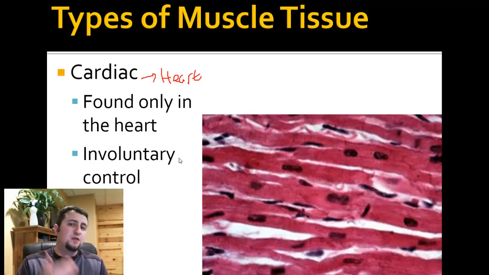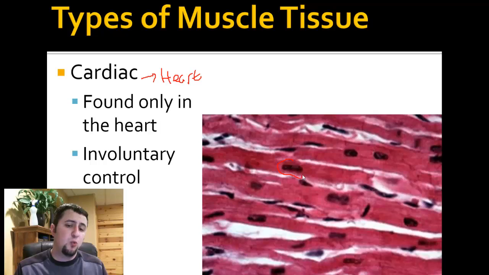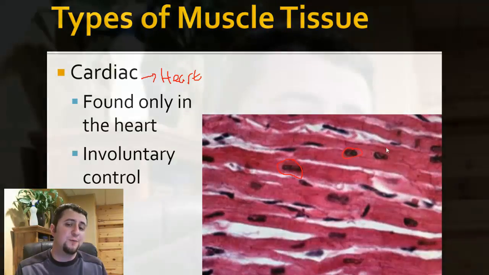Your heart will beat all of the time. In fact, your heart pretty much never gets tired. If it gets tired, you die. So the cardiac muscle works all the time. It's probably the hardest working muscle in your entire body. One of the major differences between cardiac muscle and skeletal muscle is that there is one nucleus per cell.